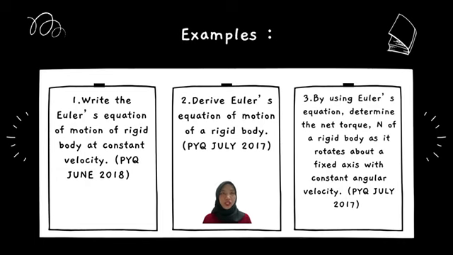So moving on to the examples, there are three questions that we got from past examination papers, which are June 2018 and July 2017. For the first question, write the Euler equation of motion of a rigid body at constant velocity. The second one is derive the Euler equation of motion of a rigid body. And the third one is, by using Euler equation, determine the net torque, N, of a rigid body as it rotates about a fixed axis with constant angular velocity.